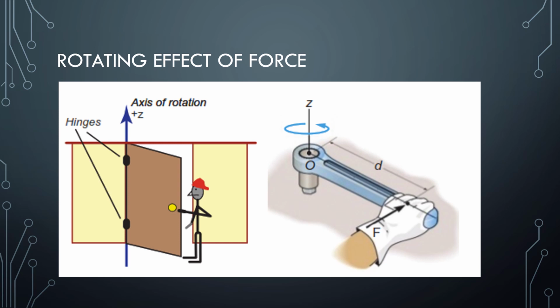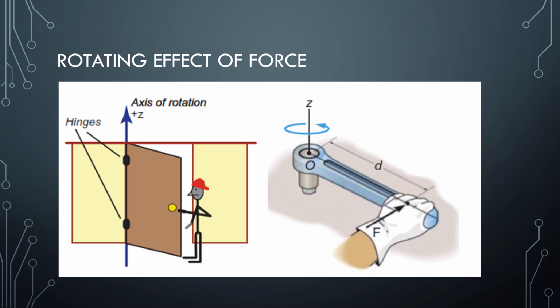In this case, the effect of the force you applied is to turn the door about the fixed edge. This turning effect of the applied force is more when the distance between the fixed edge and the point of application of force is more. The axis of the fixed edge about which the door is rotated is called the axis of rotation.